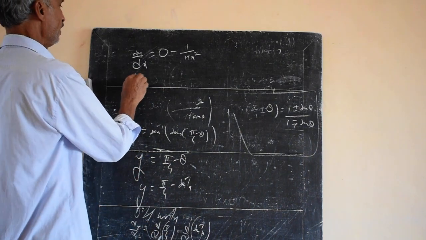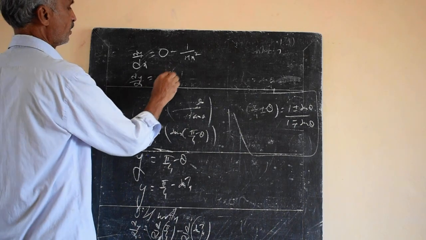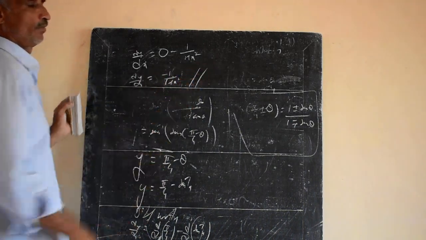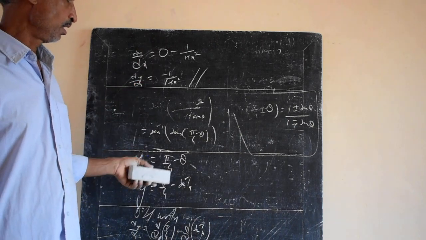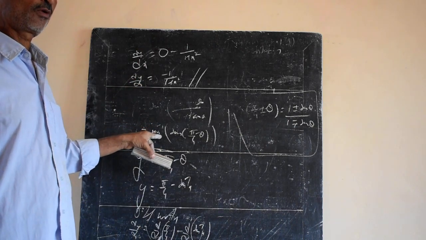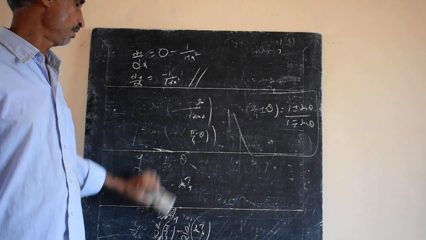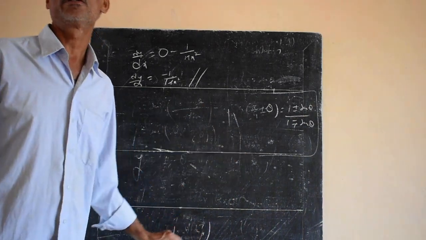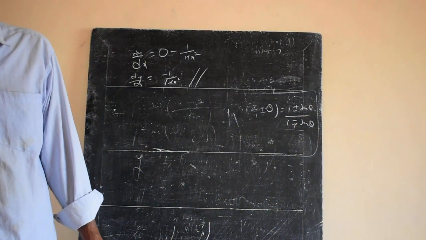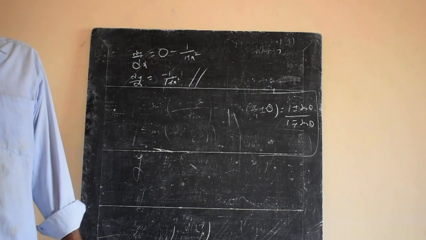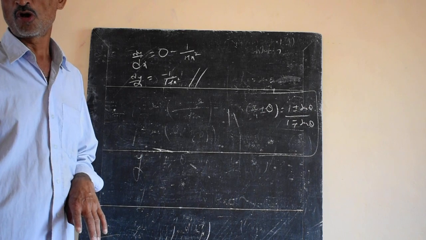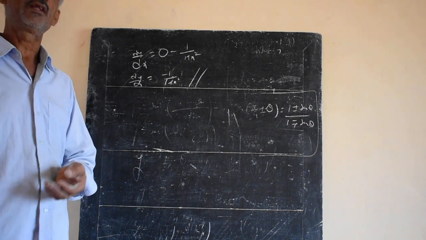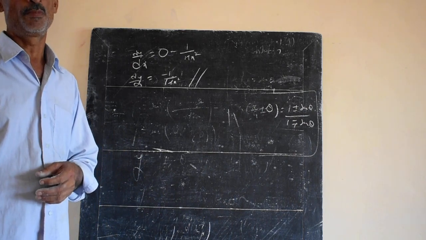Therefore, dy by dx is equal to minus 1 upon 1 plus x square. Okay, so simple it is. The process of differentiation is very simple, and even the intermediate calculation is also very simple. That is differentiation of inverse trigonometric function by proper trigonometric substitution. So what is the intention of taking proper trigonometric substitution? To simplify the complicated inverse trigonometric function.